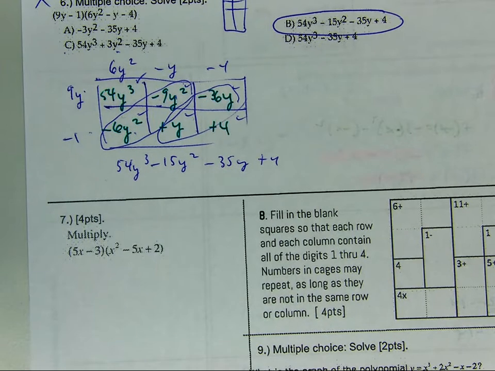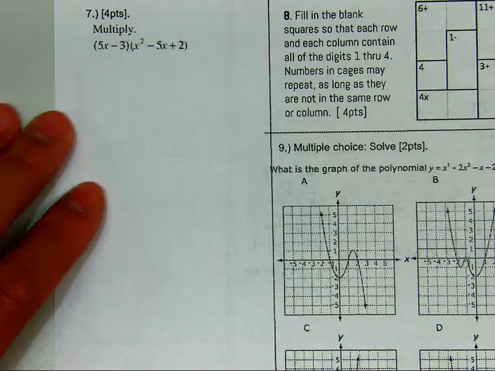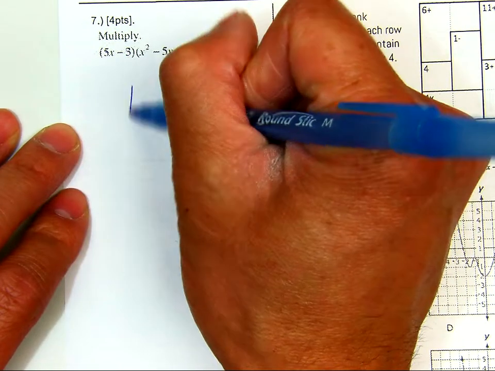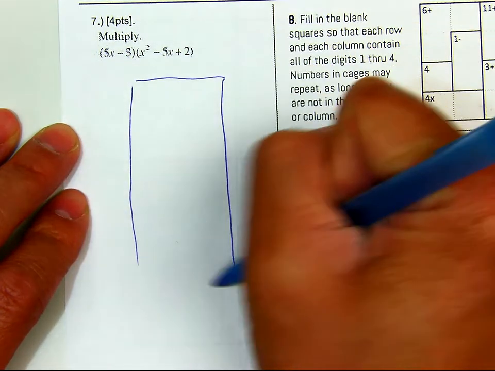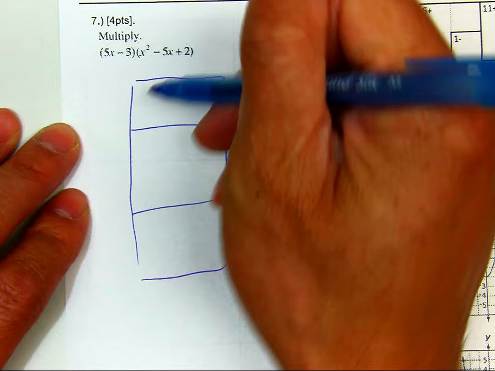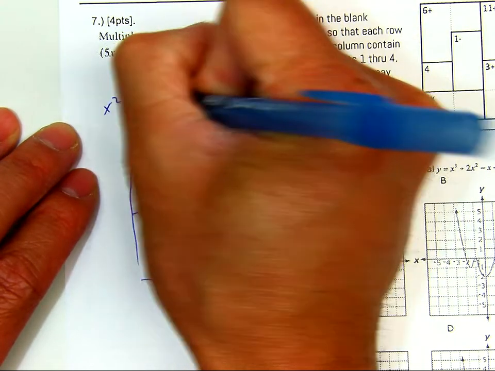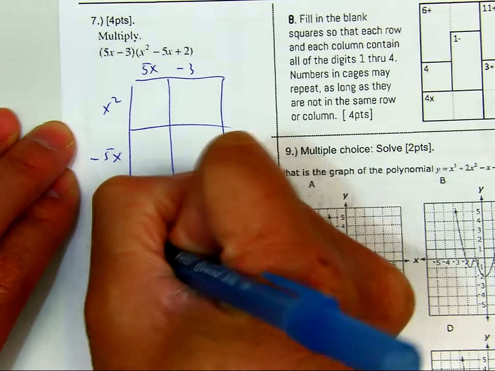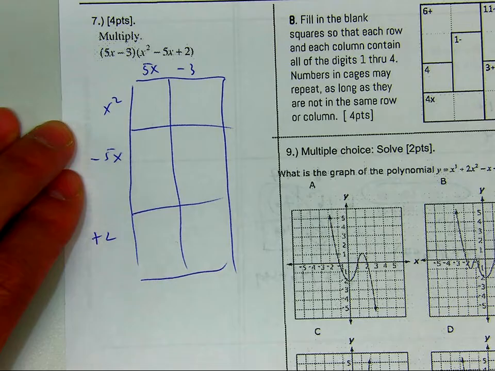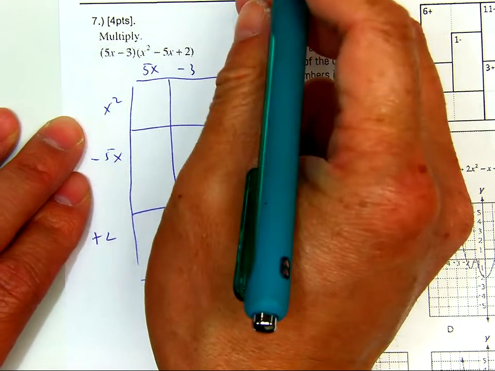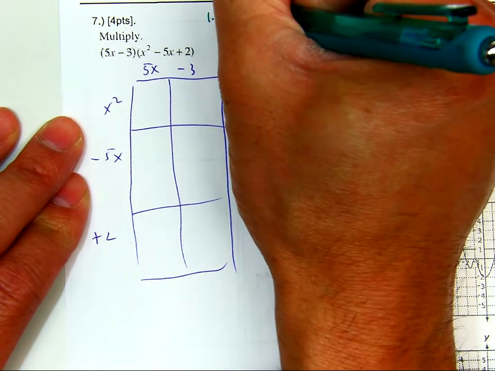So we're basically going to do the same thing for question number 7. So I have two terms, 1, 2, that's a binomial. Let's do it a little bit differently. 5x minus 3, and then over here I have x squared minus 5x squared plus 2. And I'm just going to do the same thing. We're going to multiply first, and then we're going to add. So let's write that. Multiply first, and then add.